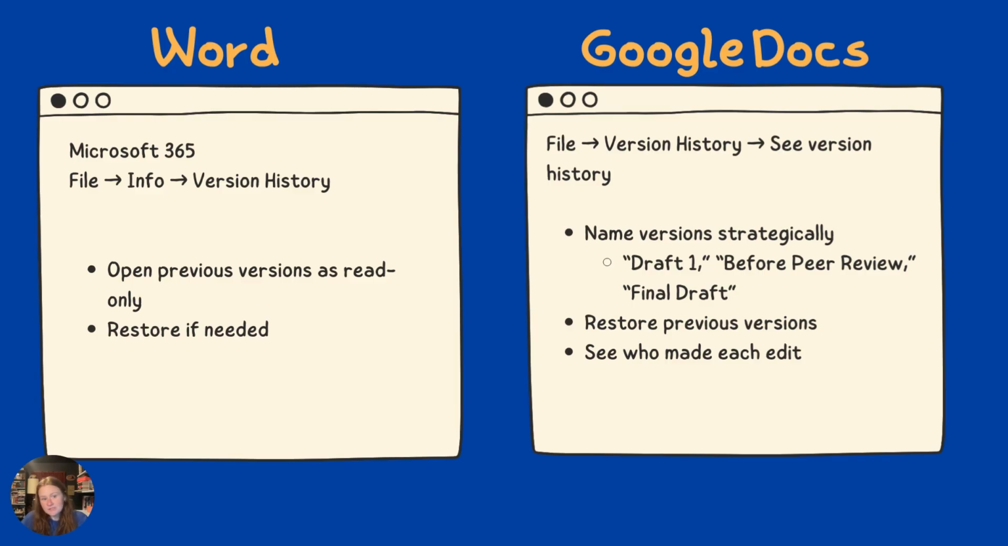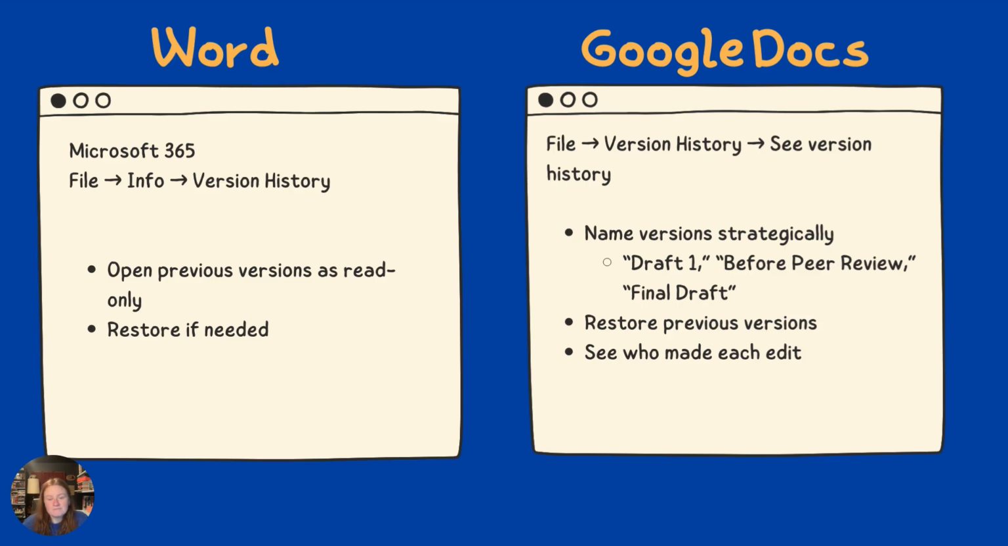To access version history in Word, you would go to File, Info, and Version History. And then it'll give you the previous versions, but as read-only. And so you do have the option to restore them if you need to, if something goes wrong and you need to revert back to one of those earlier versions. In Google Docs, File, Version History, and See Version History.